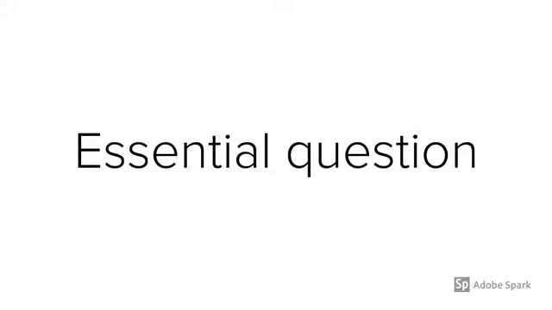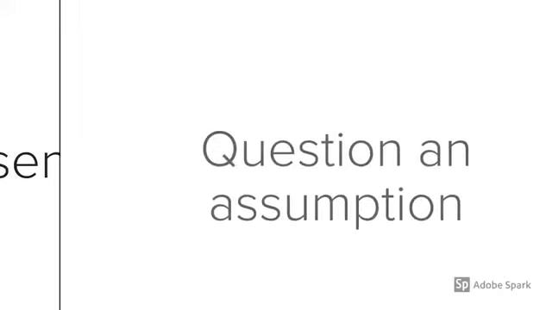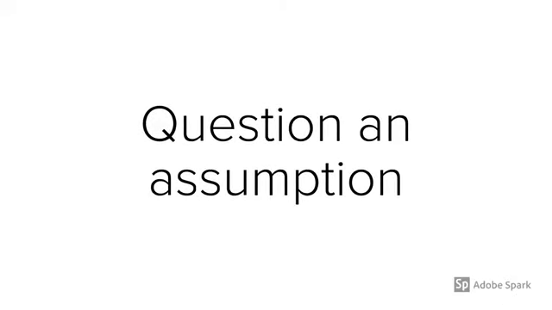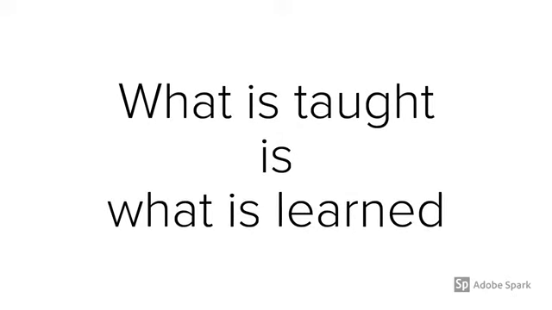Speaking of critical thinking, it is now time for our next essential question. Remember, an essential question asks you to consider the truth of an assumption based on the information we have just discussed. This week, the assumption is, what is taught is what is learned. What is taught is what is learned. What could that mean? How is it true? How is it not true?